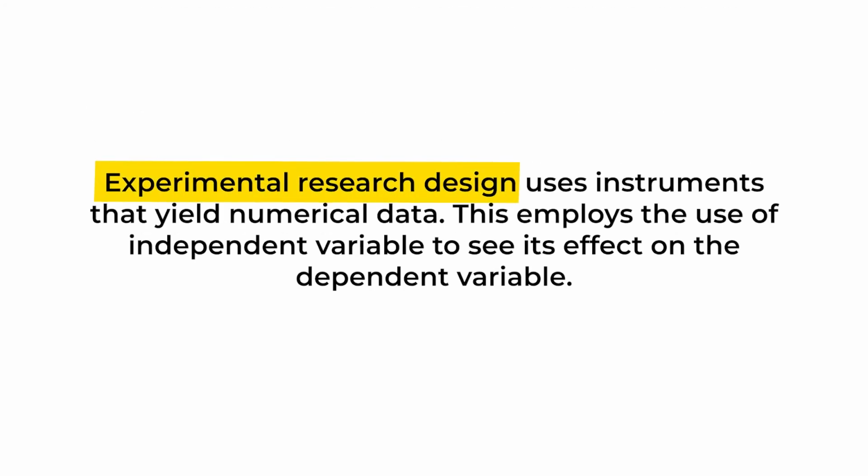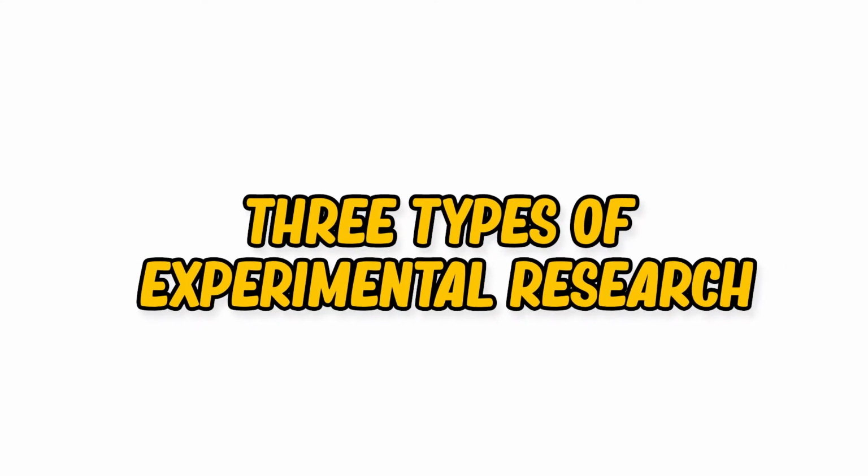Experimental research design uses instruments that yield numerical data. This employs the use of the independent variable to see its effect on the dependent variable. Depending on the research question to be answered and the target respondents, the researcher may choose from among the three types of experimental research design: pre-experimental, quasi-experimental, and true experimental. Now let us discuss pre-experimental.